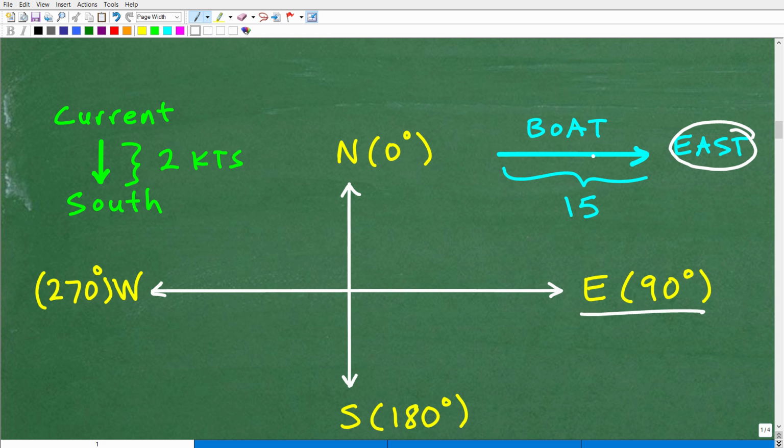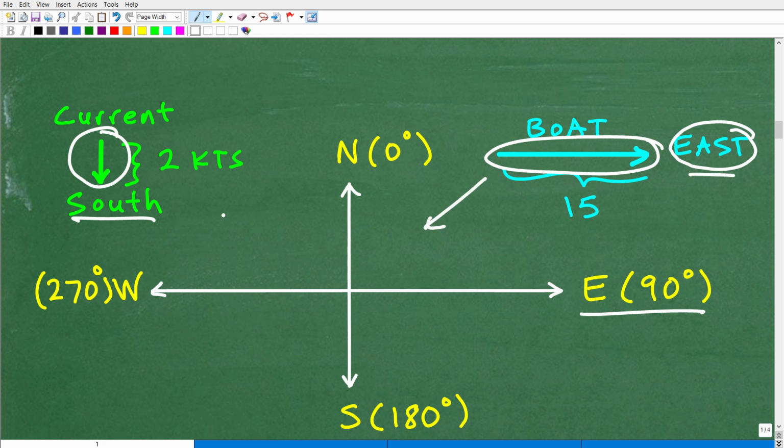I'm putting it off to the side here just to speak about this. But now we have the current pointing due south. So it's going due south, towards 180 degrees. So here is a 2-knot arrow pointing due south, and here is a 15-knot arrow pointing due east. What we have to do is plot these onto our graph here, and we're going to talk about how to get the answer. I'm going to do that right now.